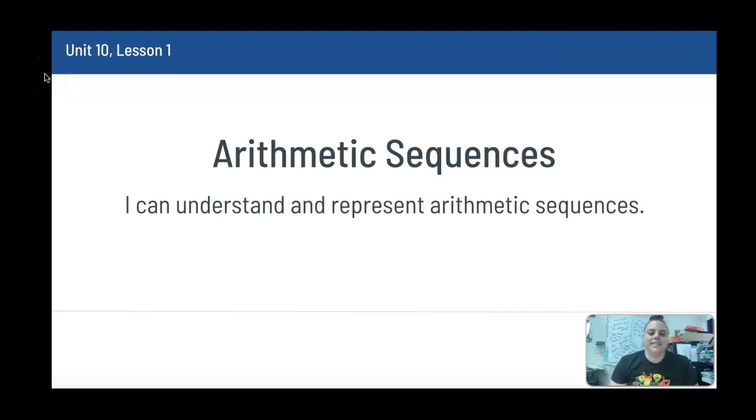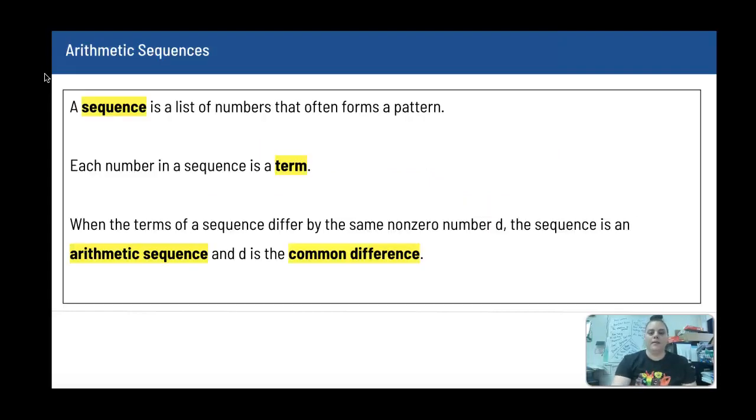Hey y'all, in this lesson we are looking at arithmetic sequences. We want to be able to understand and represent arithmetic sequences. A sequence is a list of numbers that often forms a pattern. Each number in a sequence is a term. When the terms of a sequence differ by the same non-zero number we call d, we say this sequence is an arithmetic sequence, and we say that that number d is the common difference.